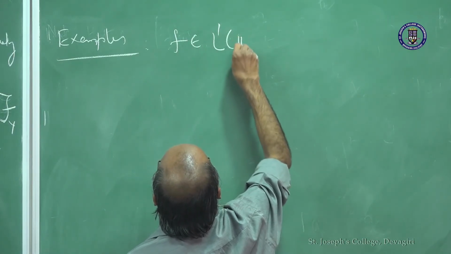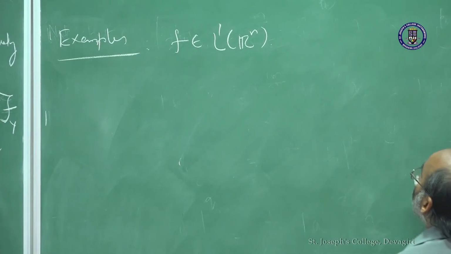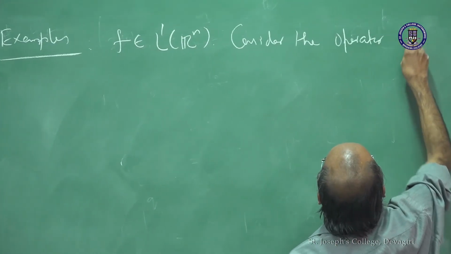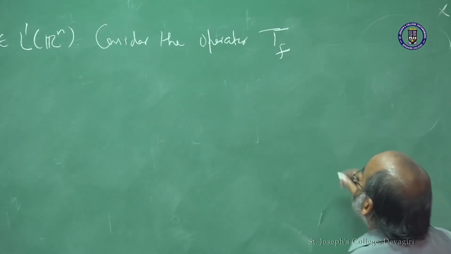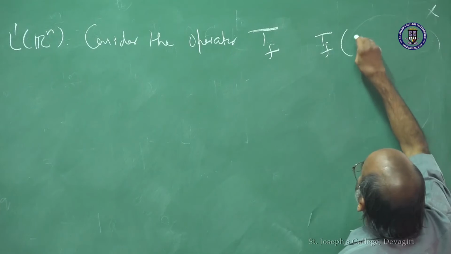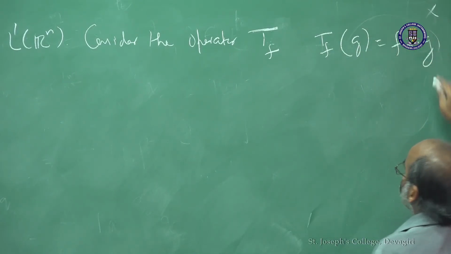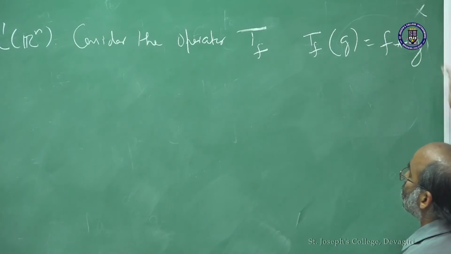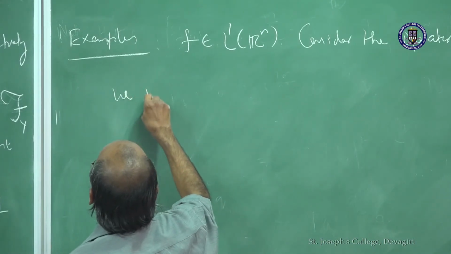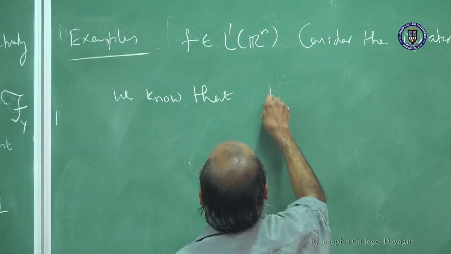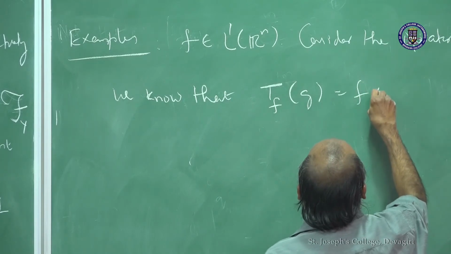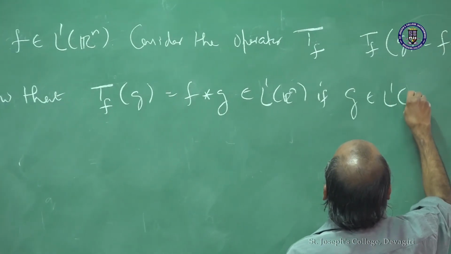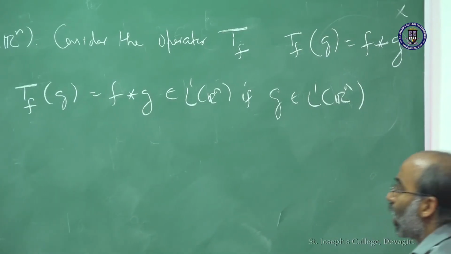Let's fix an f in L^1. Then look at the operator. Consider the operator T sub f. So what is T sub f? T sub f of any other function g is f convolved with g. So we defined convolution. Depending on where g is, this is defined, right? So what do we know? We know that T_f of g, equal to f star g, will be in L^1 if g is in L^1, right? So if I convolve L^1 with L^1, I land in L^1, and I also have the inequality.